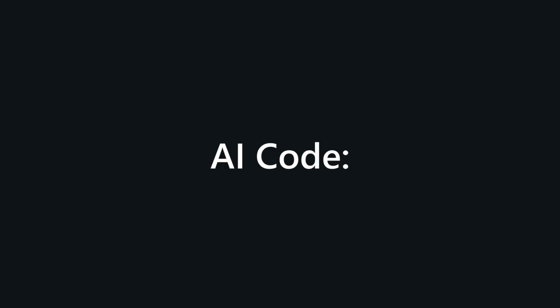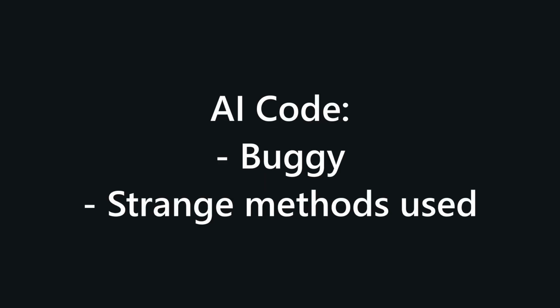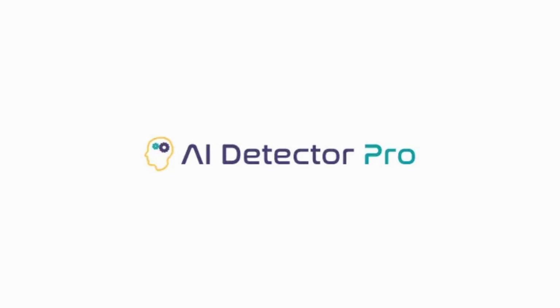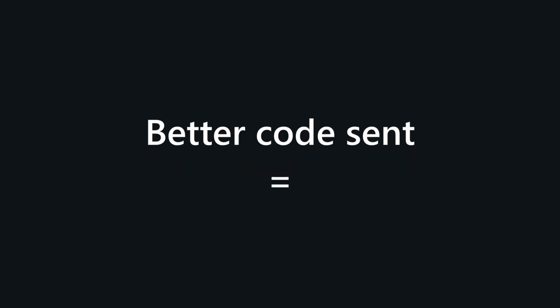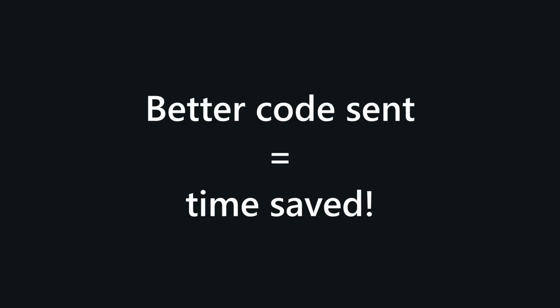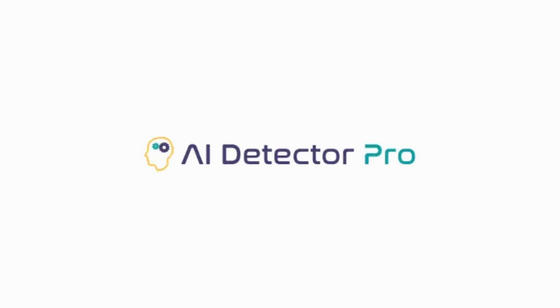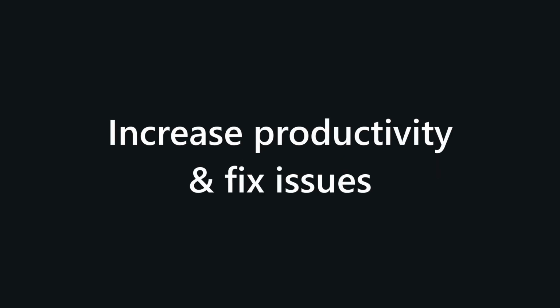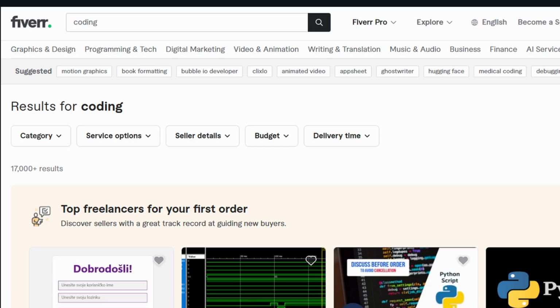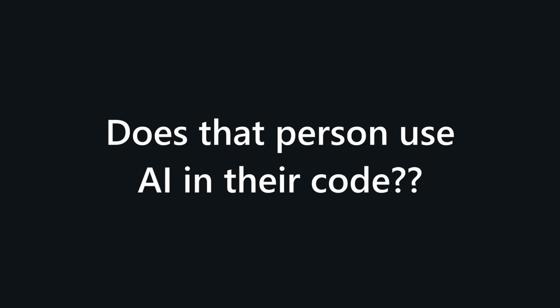As we know, AI code can be buggy and pretty strange at times. Using an AI detector, you can find buggy code and quickly fix it before sending it to your clients. And the better your code is when you submit it, the fewer revisions will be requested, so you can generally save time and get more coding done. Based on studies, AI code is outdated, includes errors, and sometimes tries to talk to code that just doesn't exist in the project. AI Detector Pro helps with finding these buggy snippets, thanks to which you can increase your efficiency and fix issues faster. Also, if you work with someone, you may want to check, does that person use AI in the code you requested?